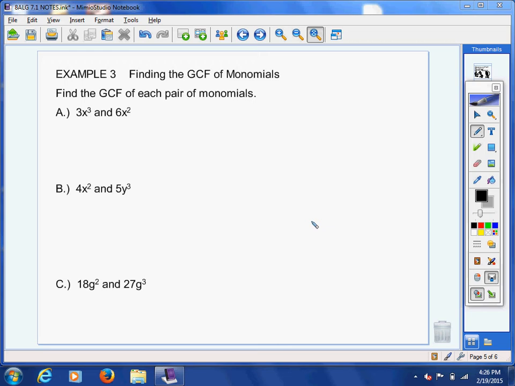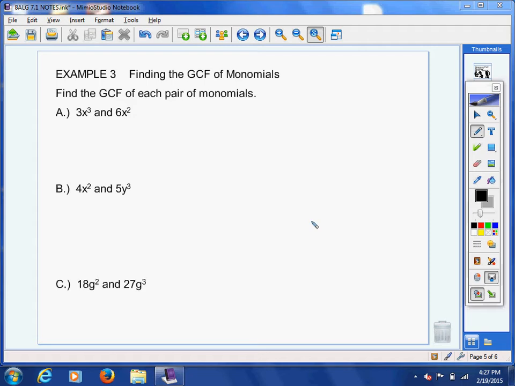We're getting ready to do 7.1, example 3, and we are crescendoing here in this first section of chapter 7. We've been using prime factorization to find prime factors of numbers, and then we found the GCF of numbers. Now we're going to find the GCF of monomials. That's where we get to throw some variables in. I know you're quite excited about that.